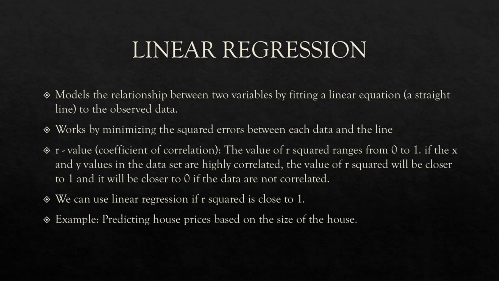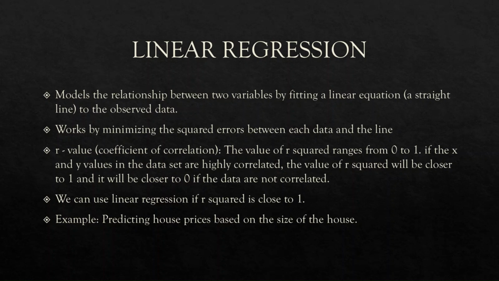Before using linear regression, we need to know whether the data are highly related to each other or not. This can be achieved by determining the R value, which is also known as the coefficient of correlation. The value of r squared ranges from 0 to 1. If the x and y values in the dataset are highly correlated, the value of r squared will be closer to 1 and it will be closer to 0 if the data are not correlated. We can use linear regression if r squared value is close to 1.